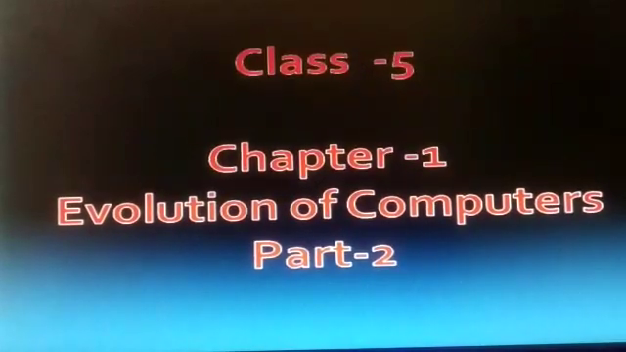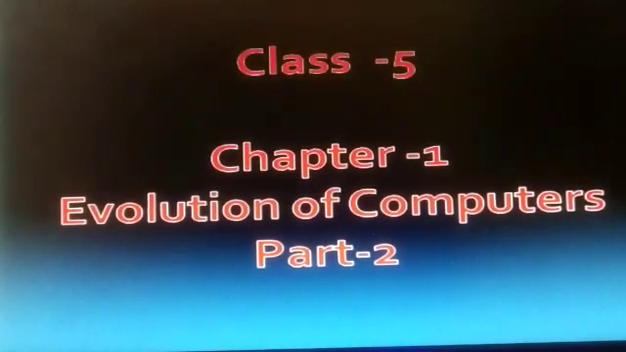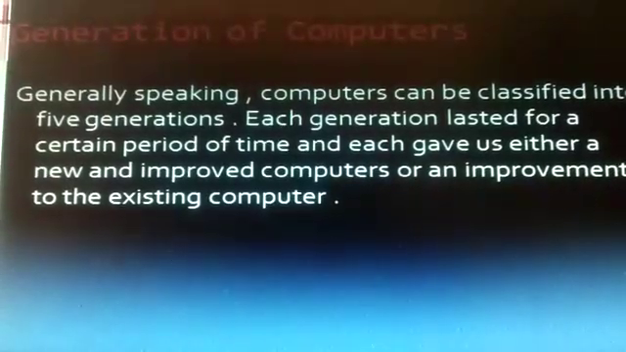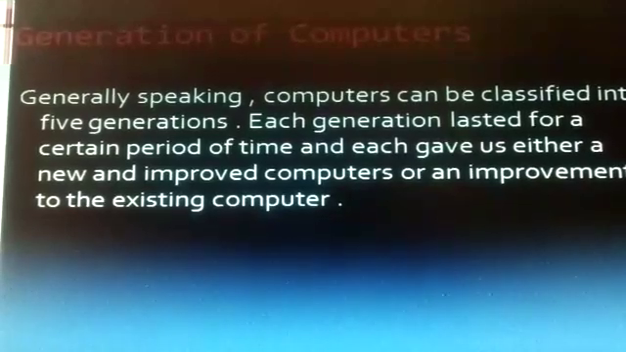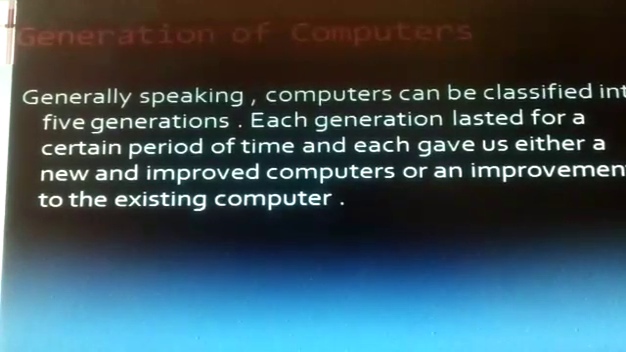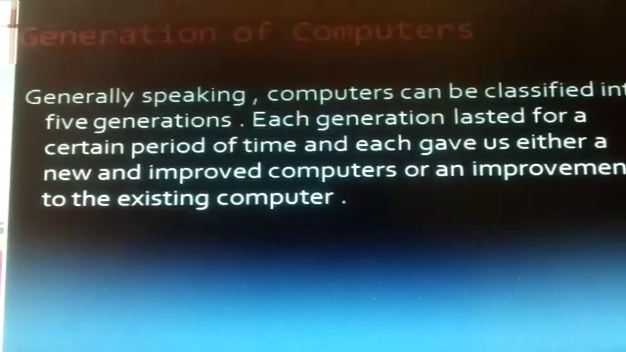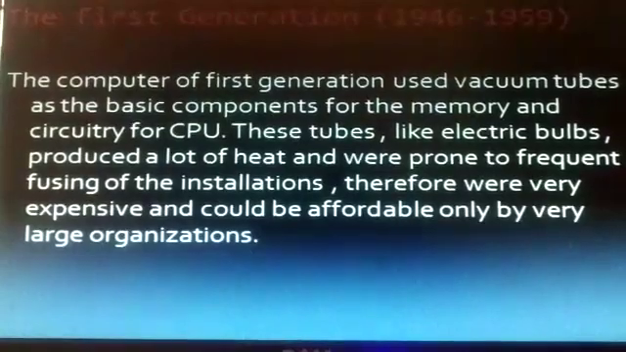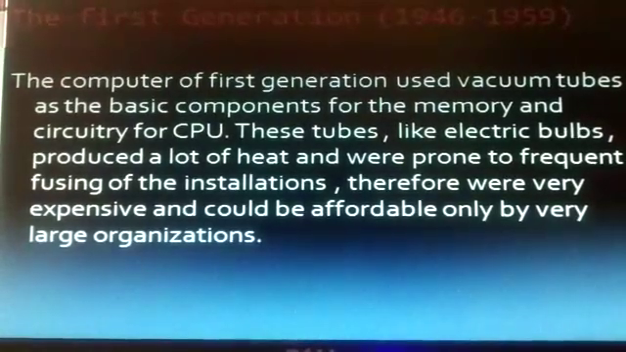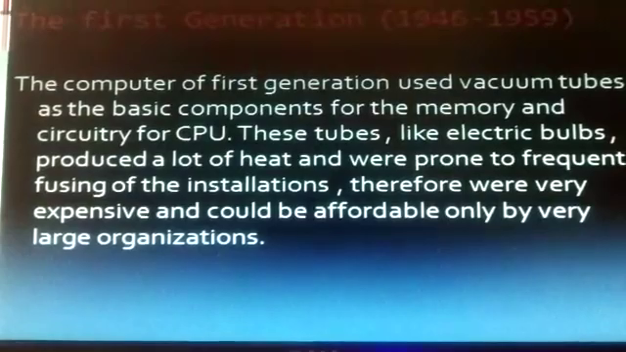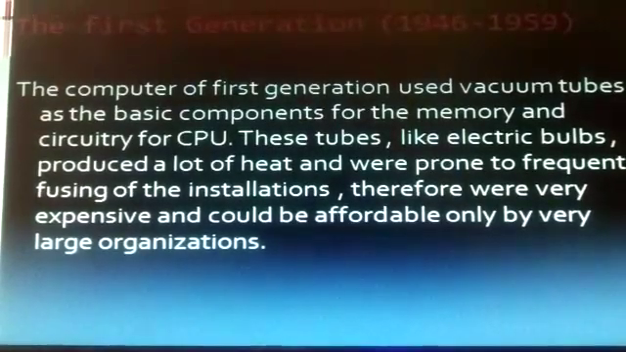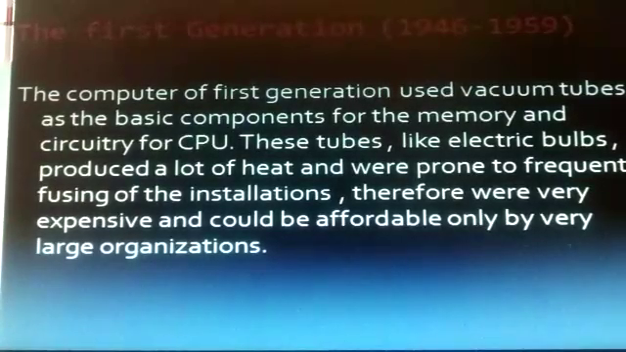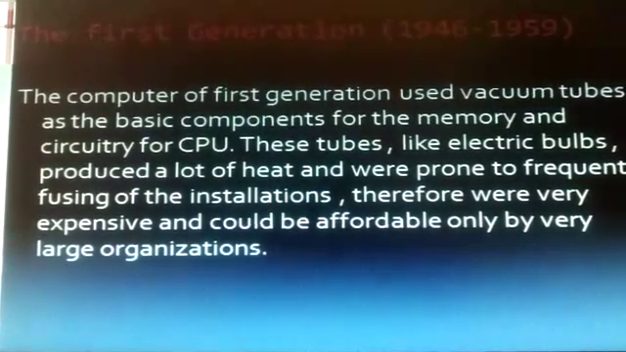Good morning students. Let's continue with our chapter Evolution of Computer Part 2. In this chapter previously we have discussed generations of computer. Generally we have classified 5 generations of computer. Students, we have already discussed the first generation of computer. The period of the first generation is 1946 to 1959, and in this generation we used vacuum tubes.